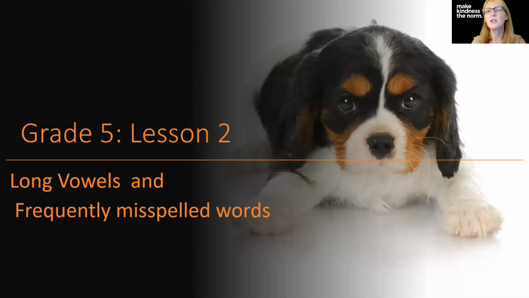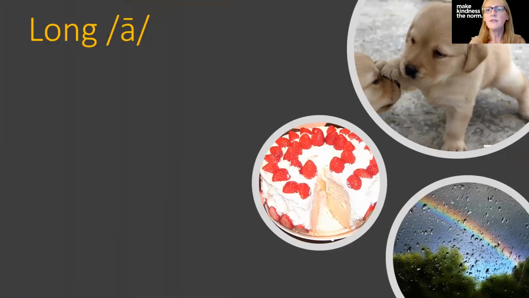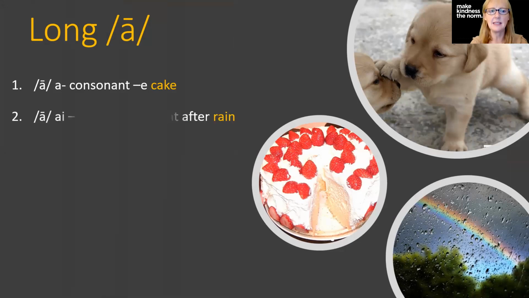All right, we are going to talk about long vowels this week and, of course, continue to talk about frequently misspelled words. So, here we have long A. There are three main ways to spell long A. There is the A consonant E, like the word cake. We hear that A sound in the middle, followed by the consonant K and the silent E at the end that helps the A say its name.